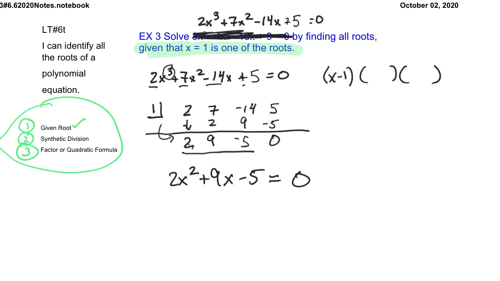Now, I'm going to multiply the 2 times negative 5 and get negative 10. So I need 2 numbers that multiply to negative 10 that also add up to 9. So a 10 and a negative 1 are good numbers. So I'm going to split this function into 2x squared plus 10x plus negative 1x minus 5 equals 0.